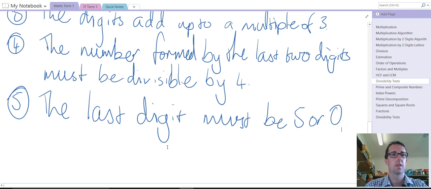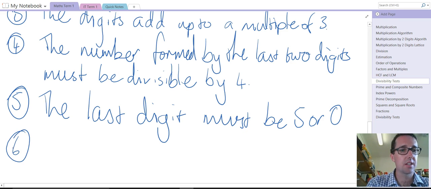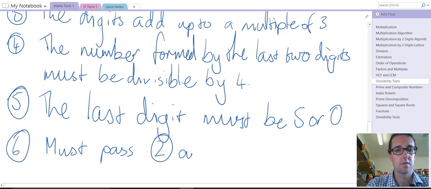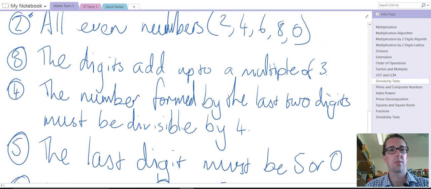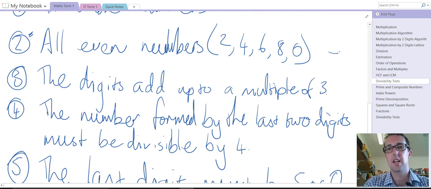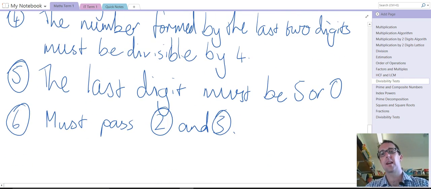So moving on to the number 6. Well, 6 is a little bit of a pain in the neck. It must pass the divisibility test for 2 and 3. So it must be an even number and have all the digits adding up to a multiple of 3. If that's the case, then it is divisible by 6.